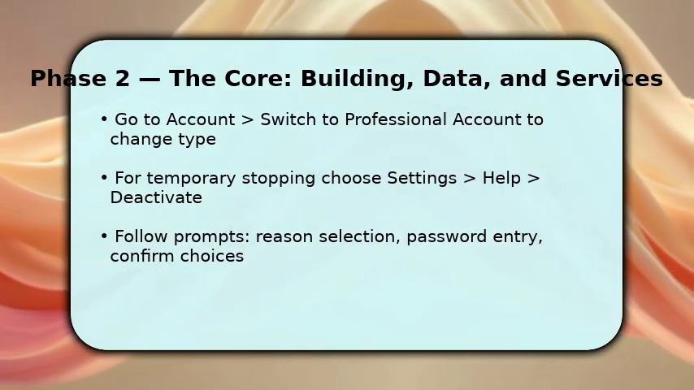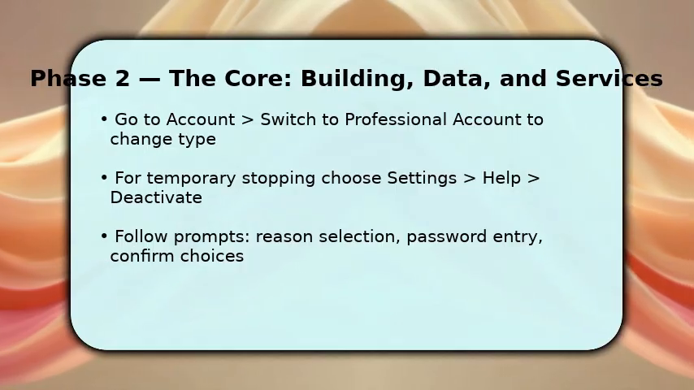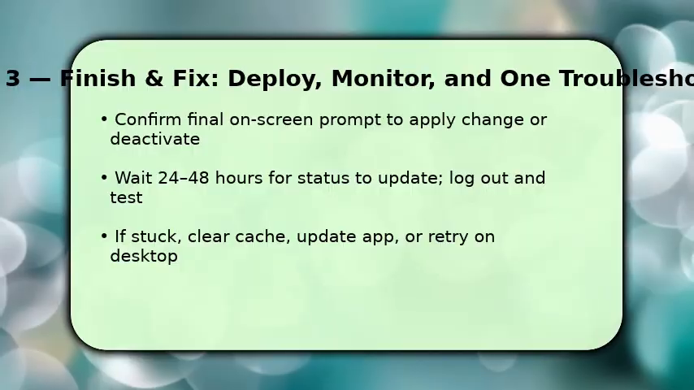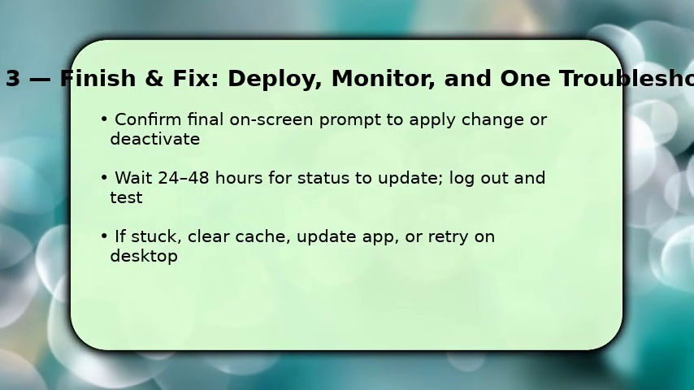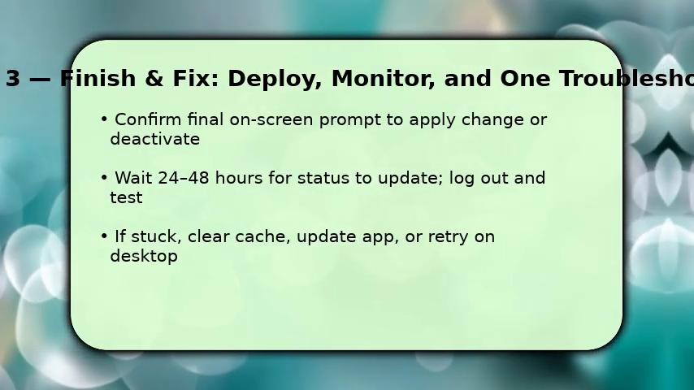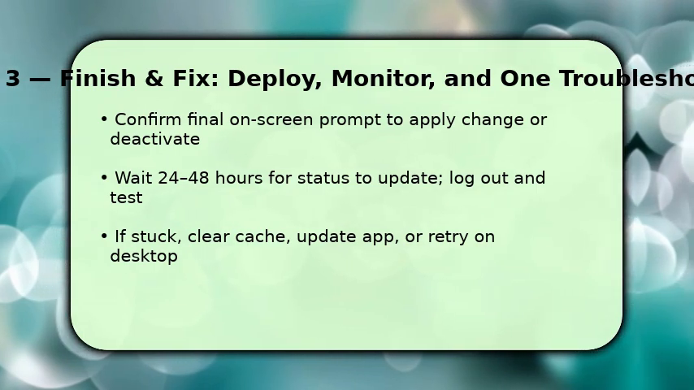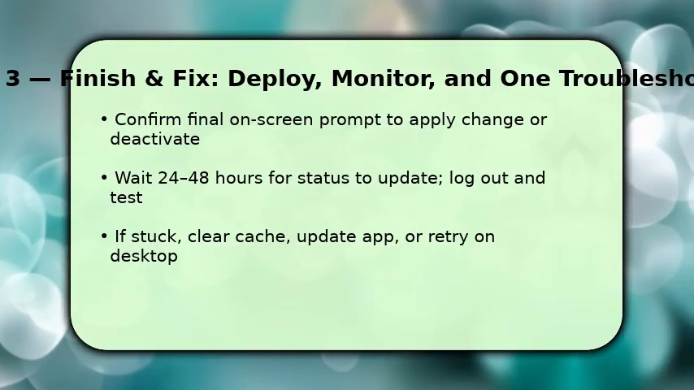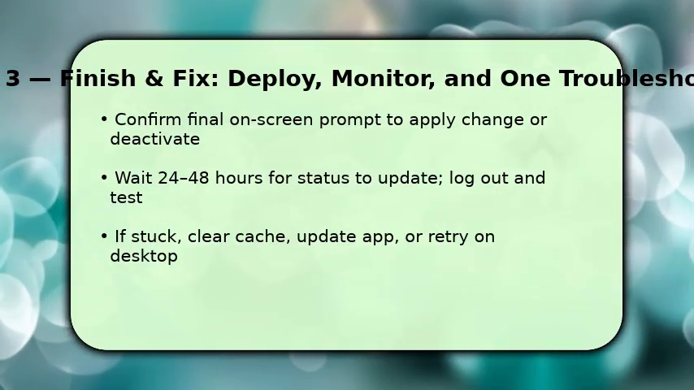Finish by confirming the final prompt. You must tap Confirm to apply the switch or deactivate, otherwise nothing changes. Make sure to log out and check after 24 to 48 hours to verify the account status because Instagram sometimes delays updates. If something goes wrong, clear app cache, update the app, or retry the process on desktop.